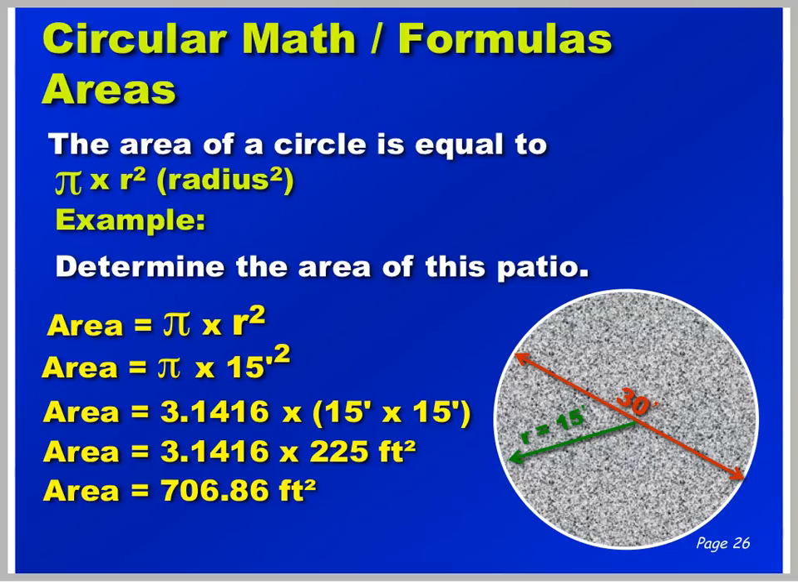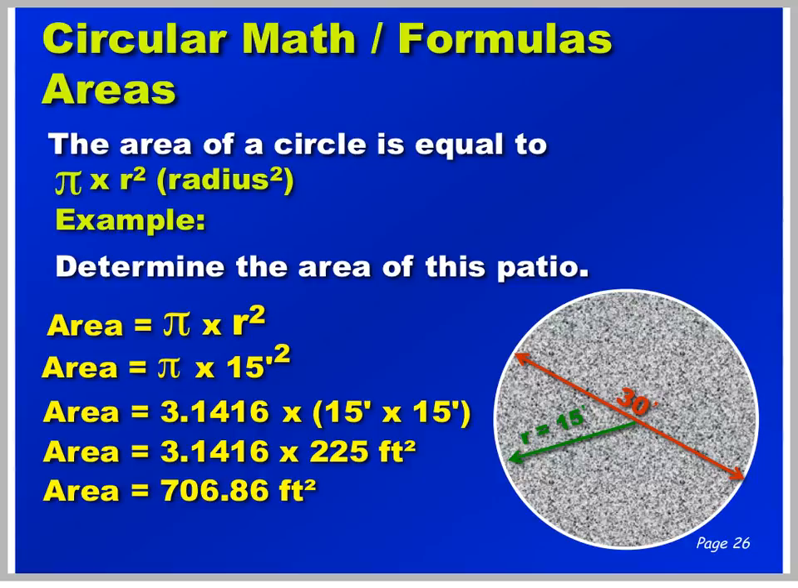Next, let's find the area of a circle. The area of a circle again relates back to pi. It's pi times r squared, which stands for the radius squared. So to find this area down here, we would go pi times r squared, writing the formula down. Then we have pi times 15 foot, which is the radius squared, and we have 3.1416 times 15 times 15, which is 225 square feet.